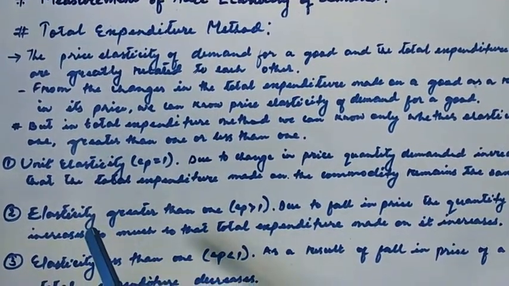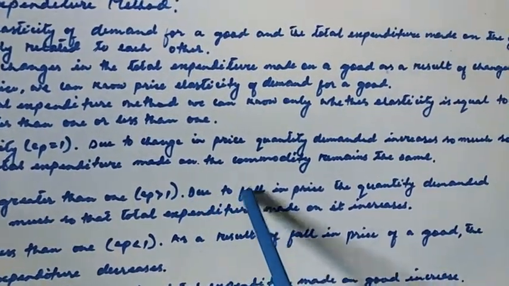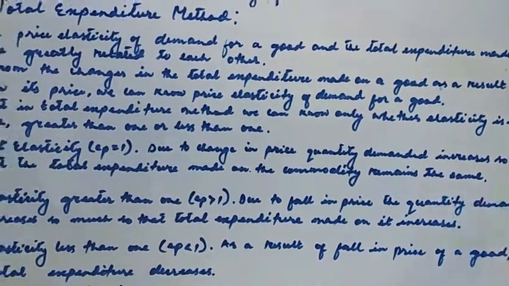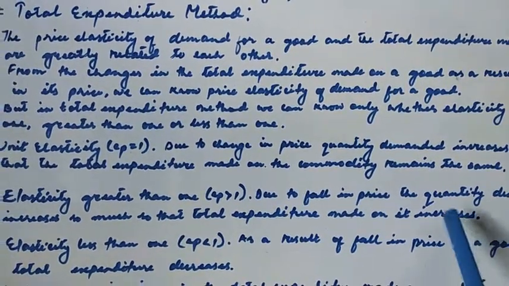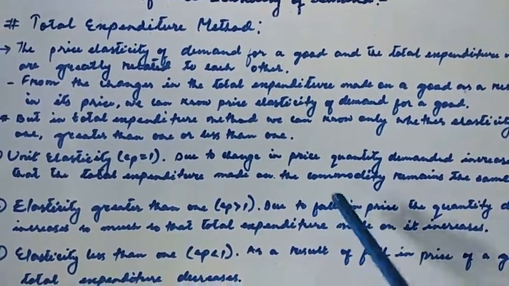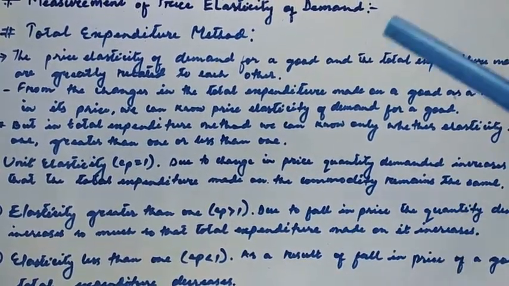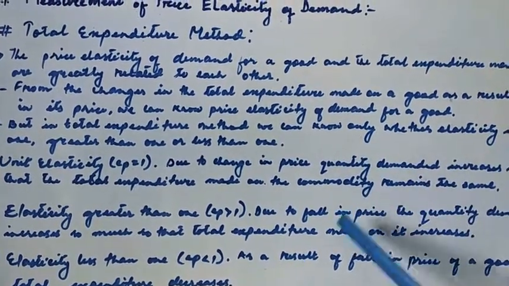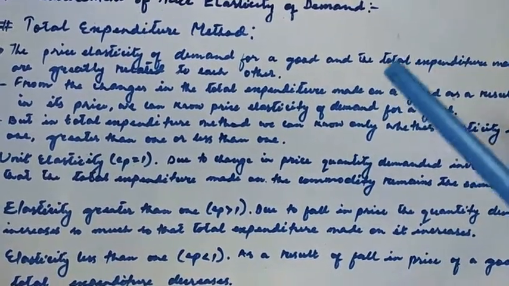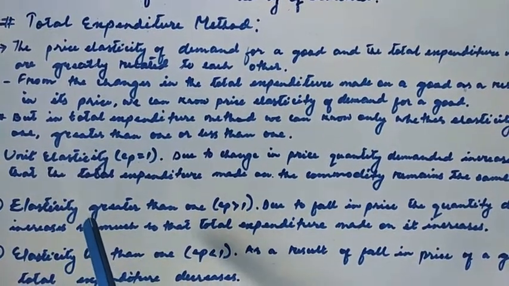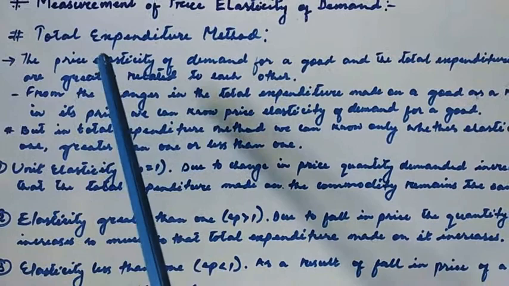Second, we have elasticity which is greater than 1. So EP greater than 1. Because of the fall in price, the quantity demanded increases so much so that total expenditure made on it increases. This is possible because the percentage increase in the quantity demanded is higher than the percentage fall in the price. So that is the second condition that is found out through the total expenditure method.